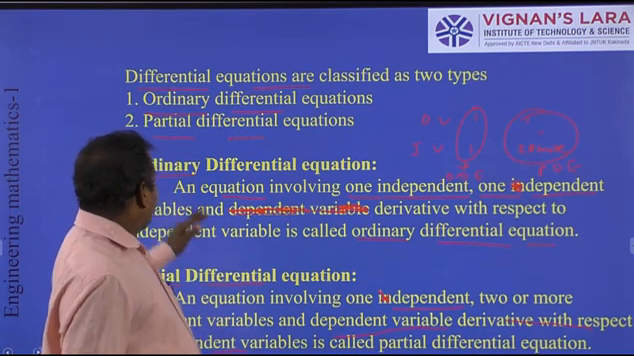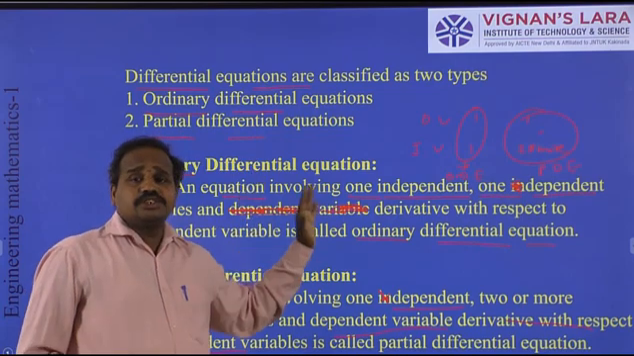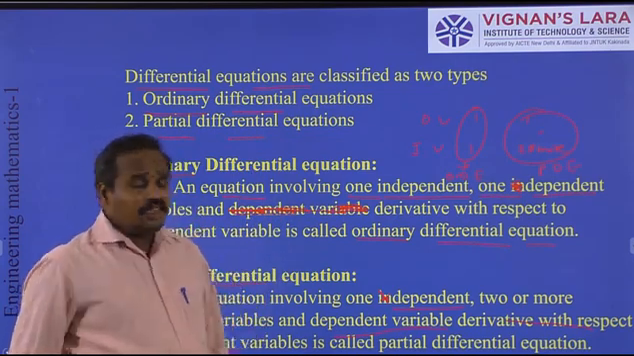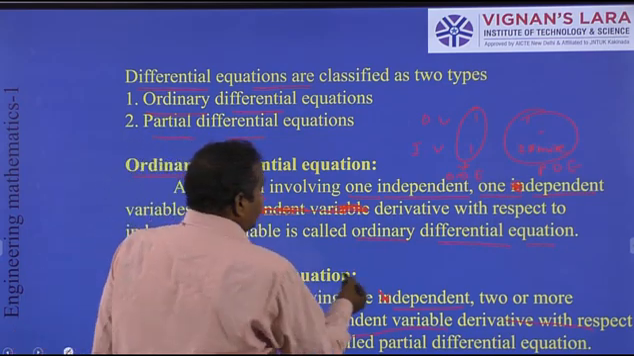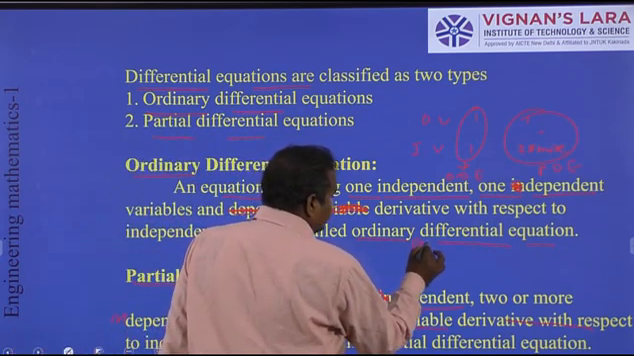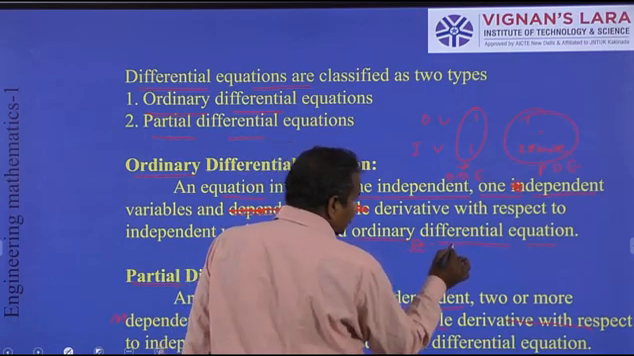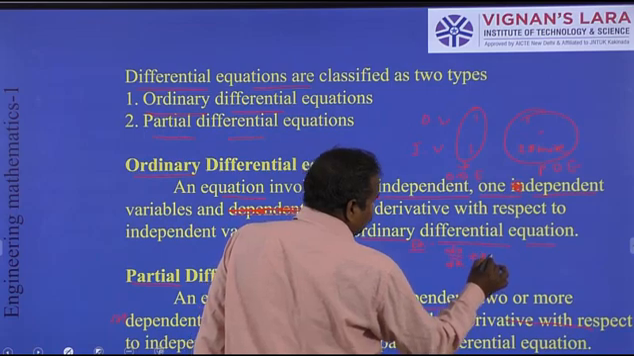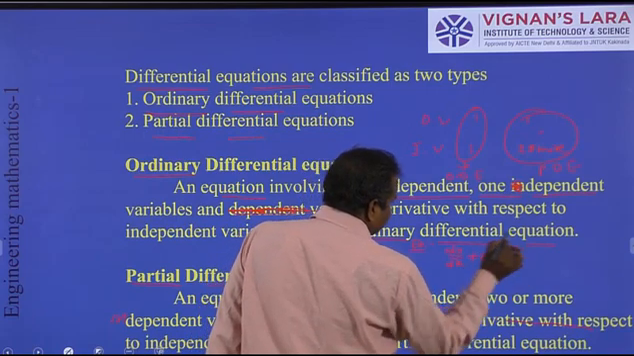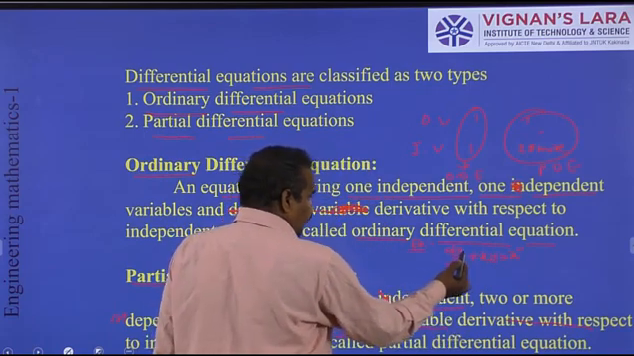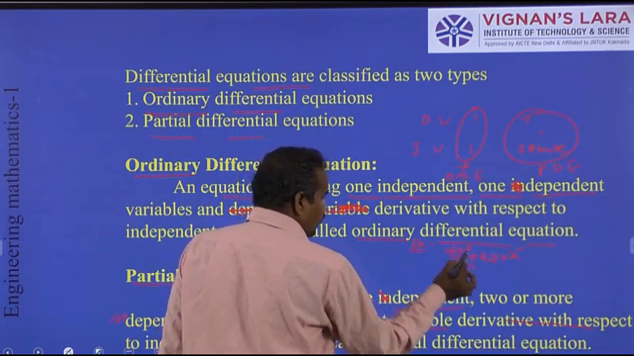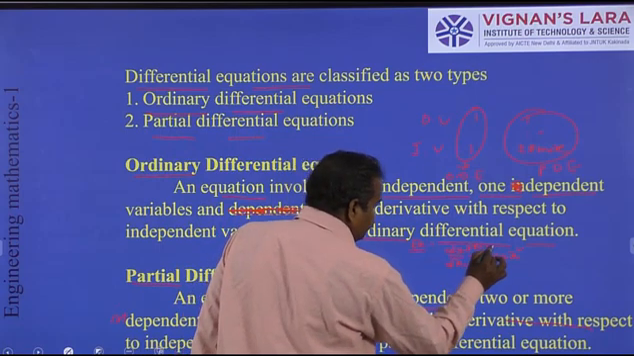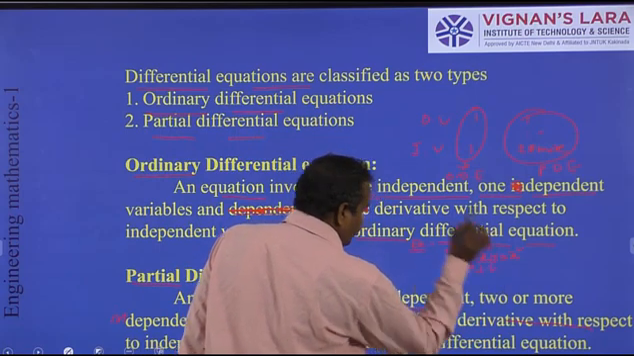In this first unit, we are learning only how to solve the ordinary differential equation. For example, an ordinary differential equation is dy by dx plus xy is equal to x square. Here see this, y is the dependent variable, and we have only one independent variable, x.